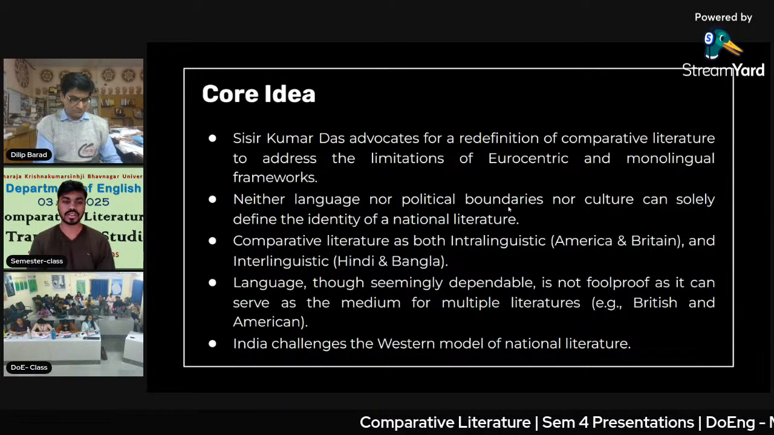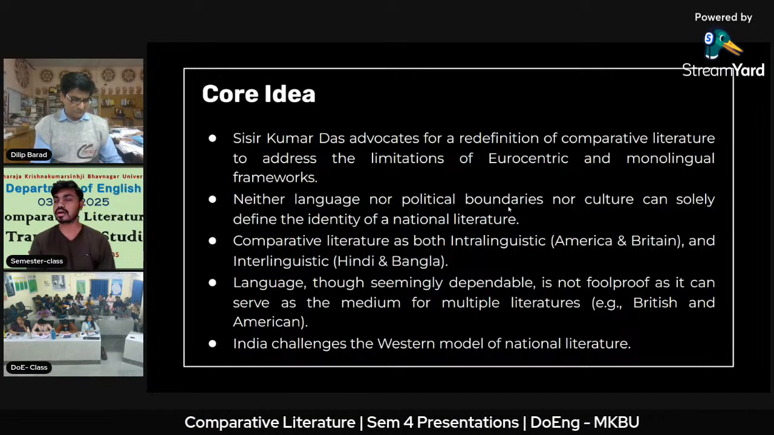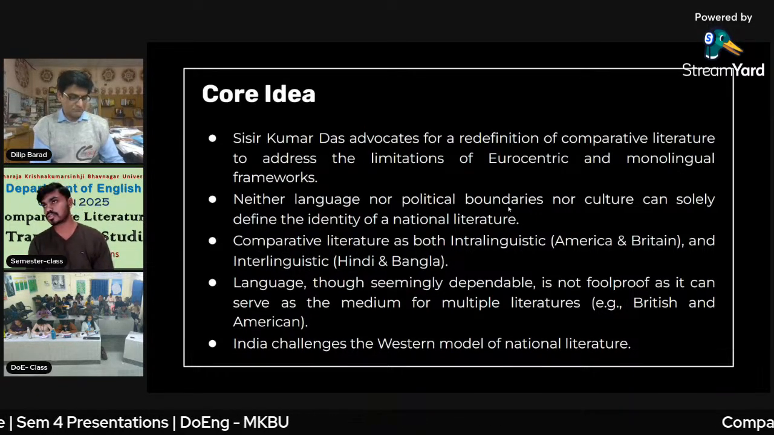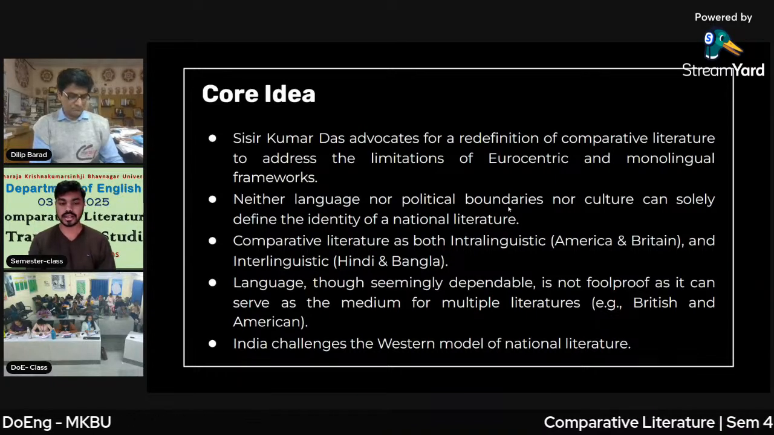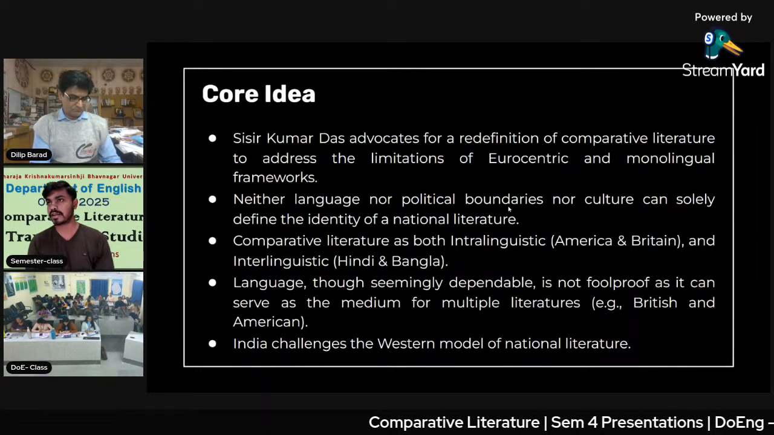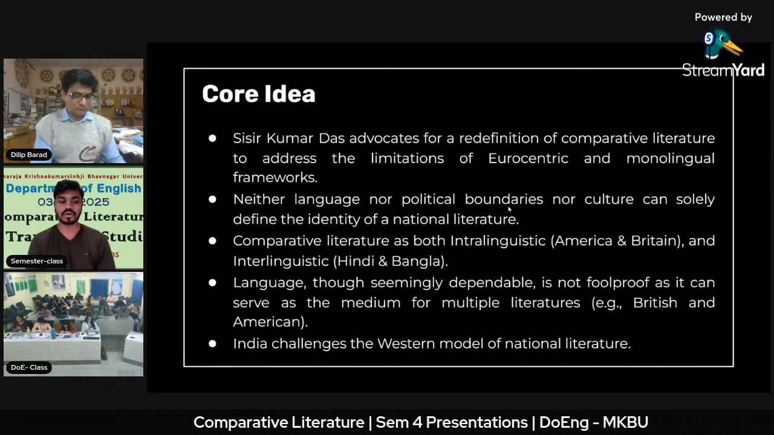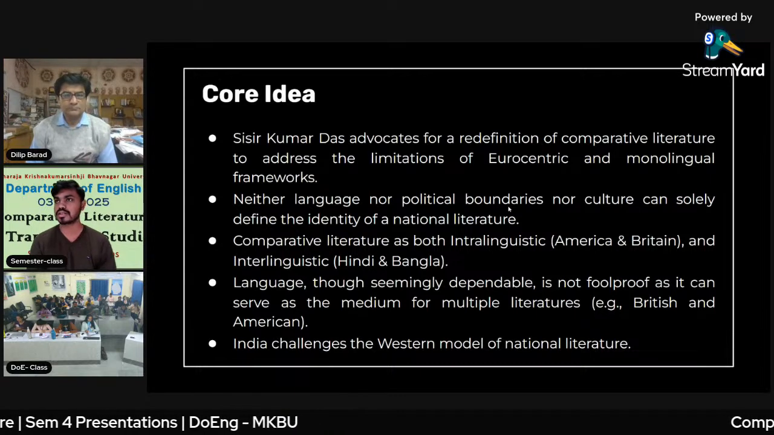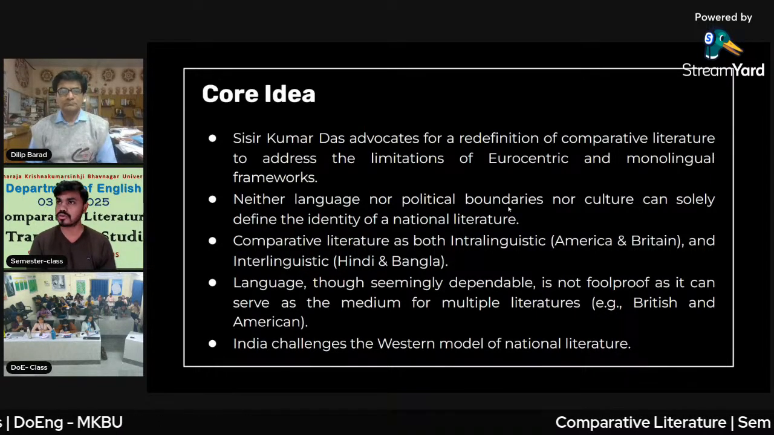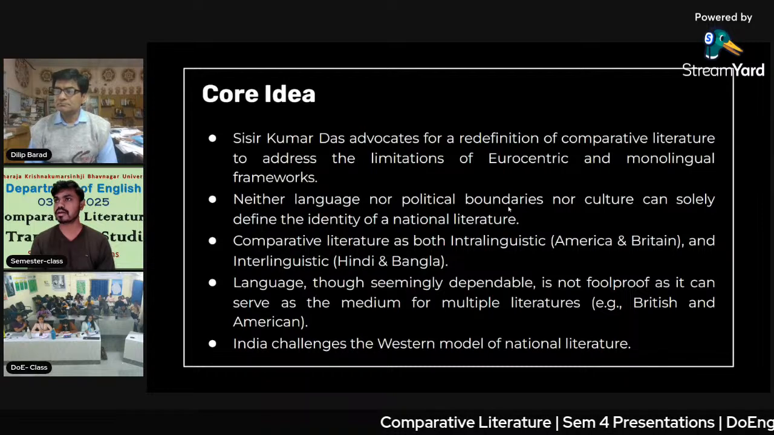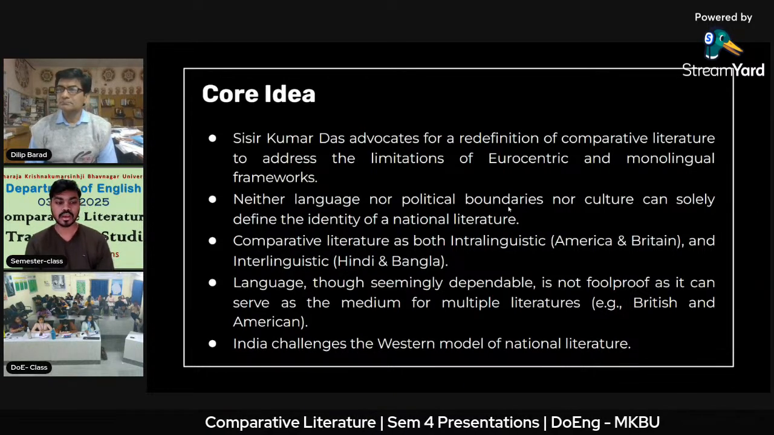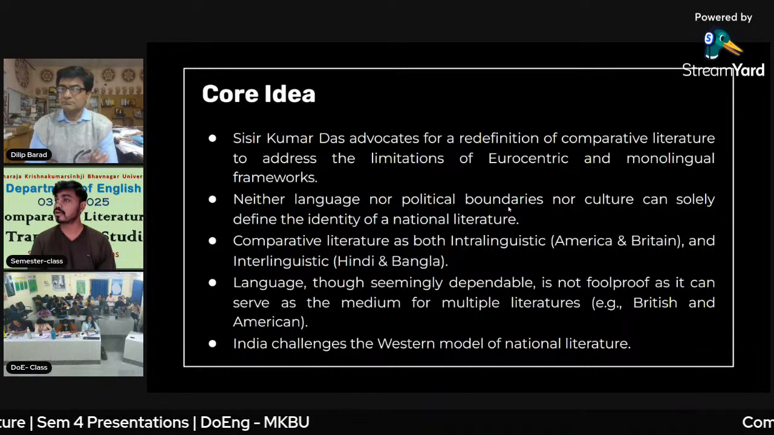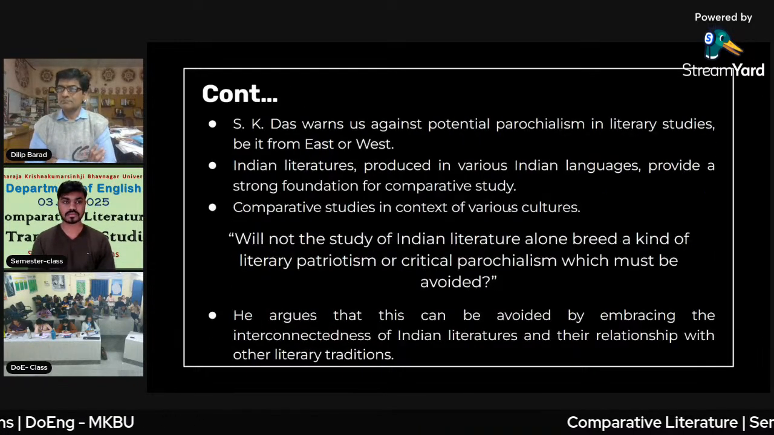Though he says that language is not seemingly dependable, because it is not foolproof, as it can serve as a medium of multiple literatures, for example British and American. This criterion of language can also lead to homogeneity of language. But at the same time, Sisir Kumar Das says that this kind of homogeneity is good rather than having civilizational homogeneity. And in this way, India challenges the traditional framework of the Western model of national literature.